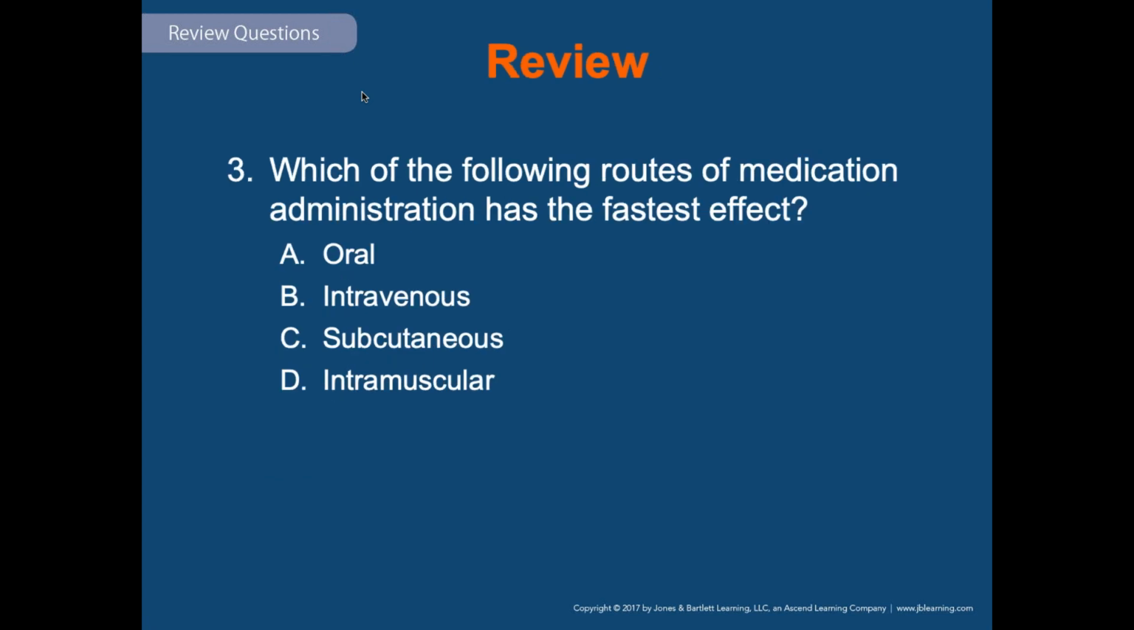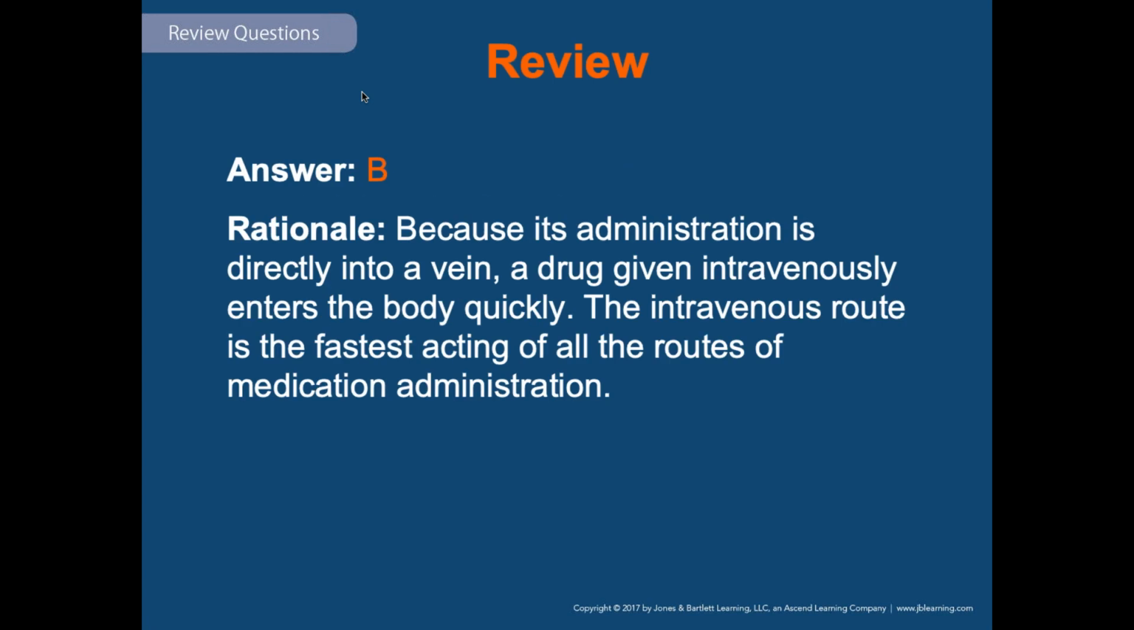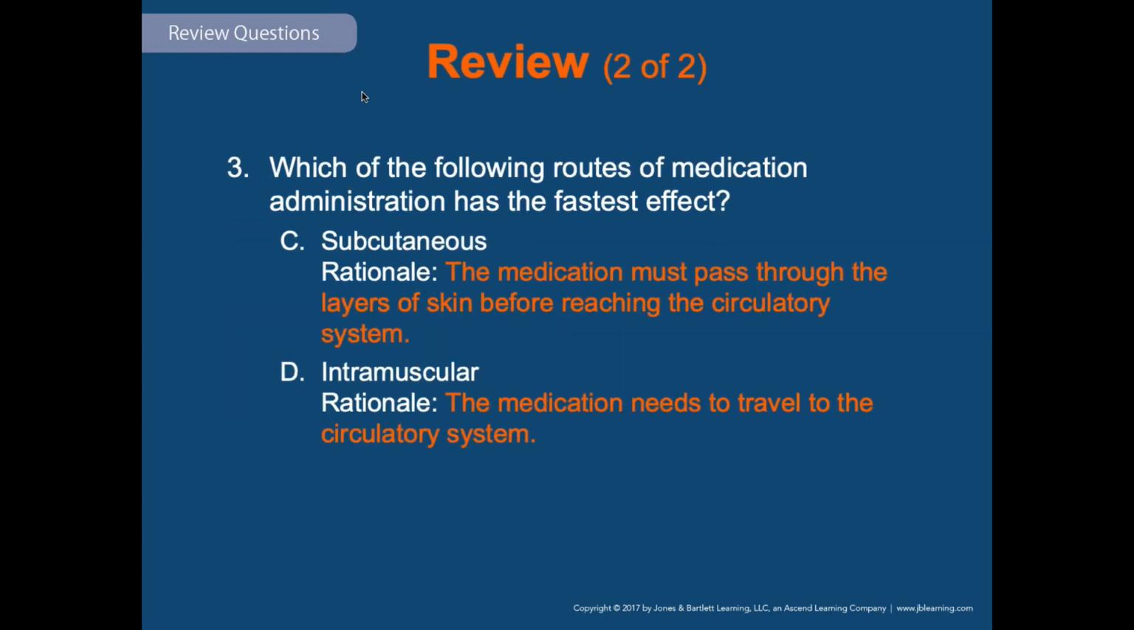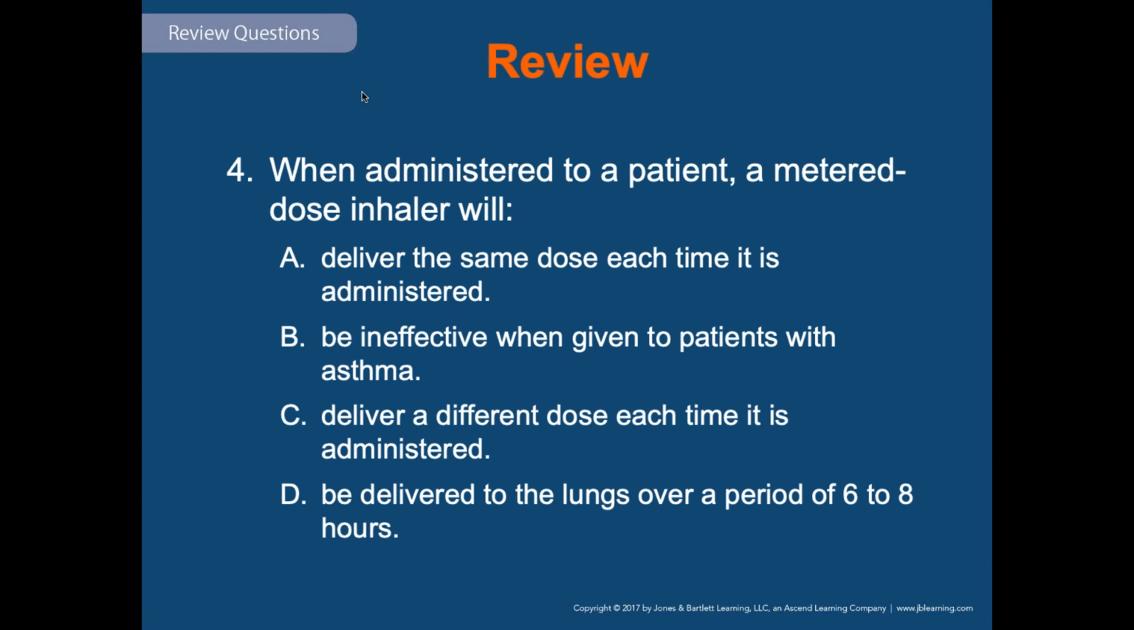Which of the following routes of medication administration has the fastest effect? B. A lot of B. Let's go with B. Good answer. Number 4, when administered to a patient, a metered dose inhaler will do what?